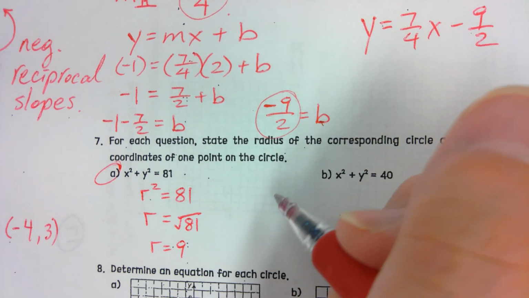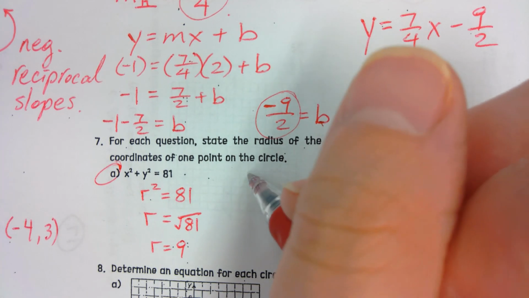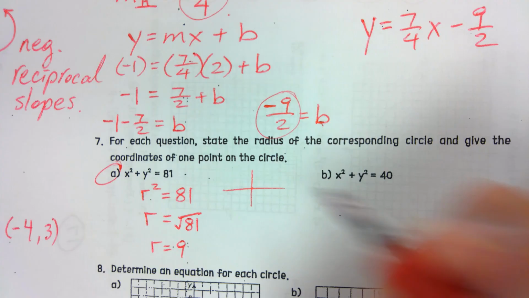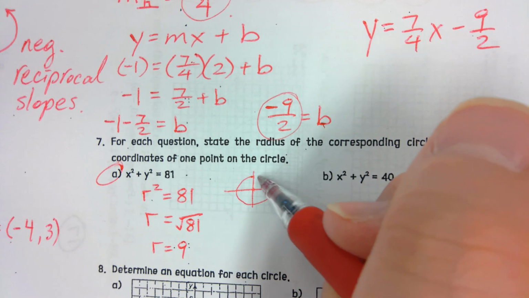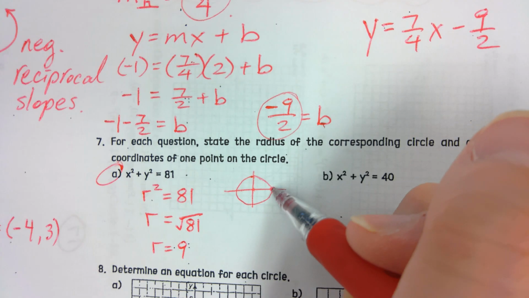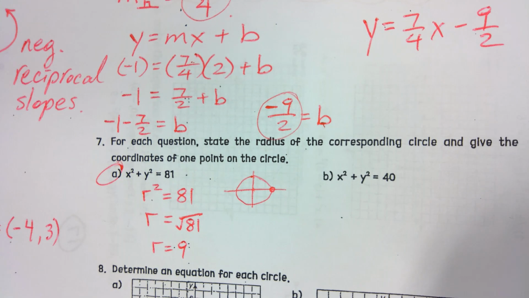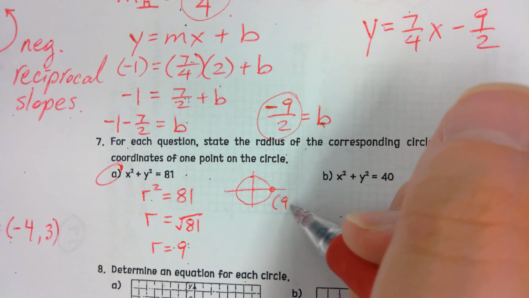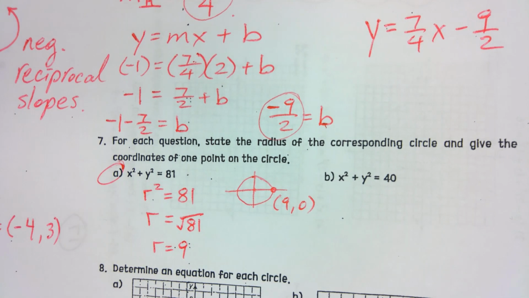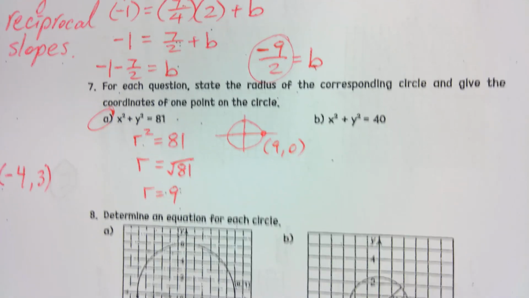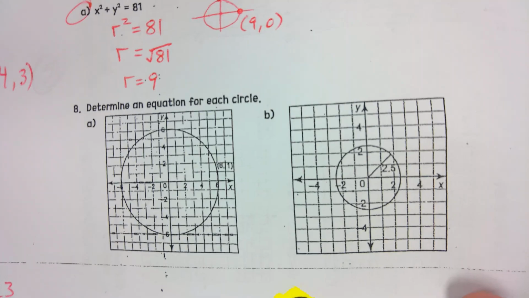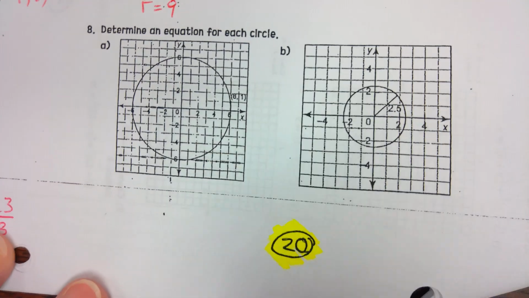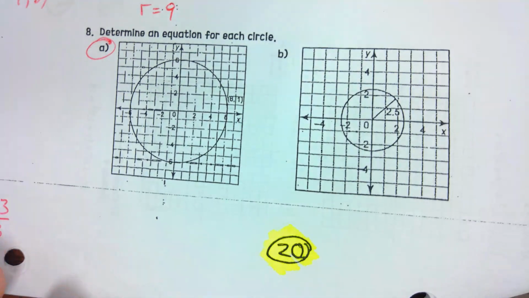So if my center is at the origin, and I know the radius is 9, what is this point right here? Yeah, that's it. Okay, there you go. Okay, let's do this one. This one is an interesting one.